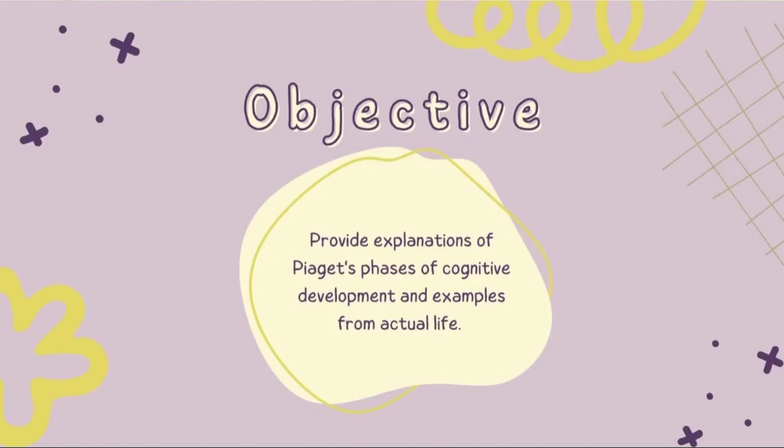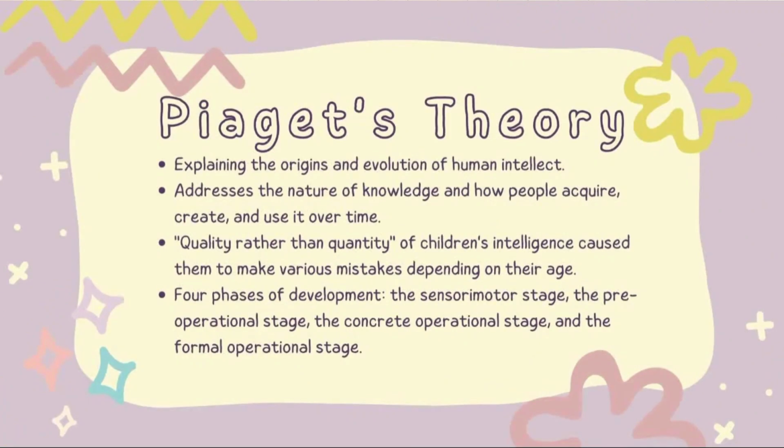Our objective for this presentation is to provide an explanation of Piaget's 4 phases of cognitive development and examples from actual life. What is Piaget's theory? Piaget's theory explains the origin and evolution of human intellect, and it also addresses the nature of knowledge and how people acquire, create and use it over time.